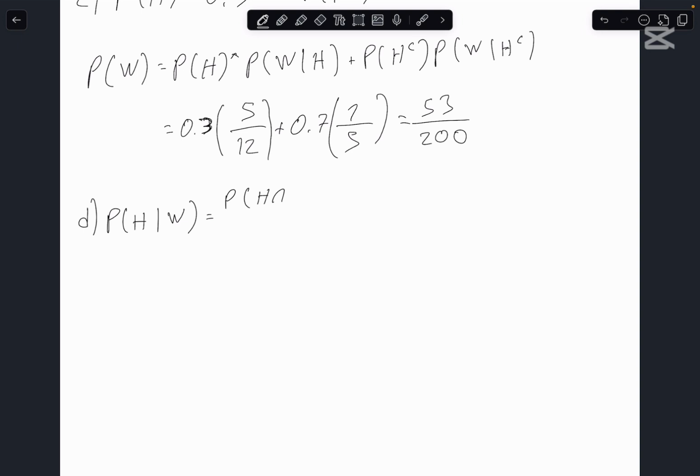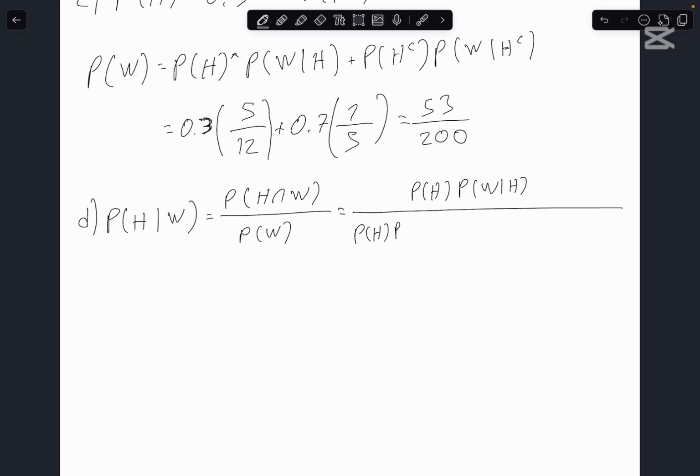We need to open it up again. Probability of heads intersection white divided by probability of white equals probability of heads multiplied by probability of white given heads, over probability of heads multiplied by probability of white known that heads plus probability of head complement multiplied by probability of white known that head complement.